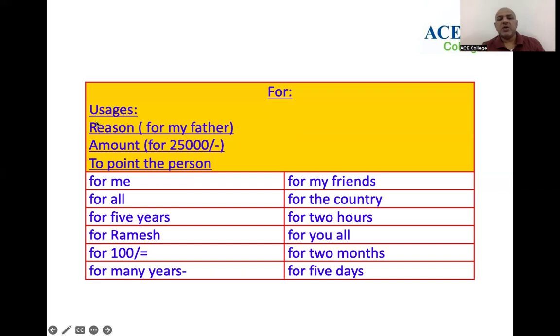For that, you are going to use them for reasons. For example, for my father, right? For what reasons, you can bring it here. Amount, you can tell for how much, right? For what person, you can tell the person. So for example, for me, I bought a pen for me. I purchased some food items for all of you.